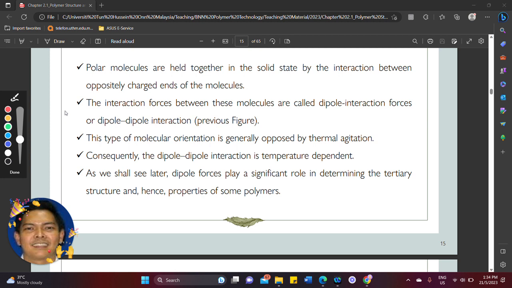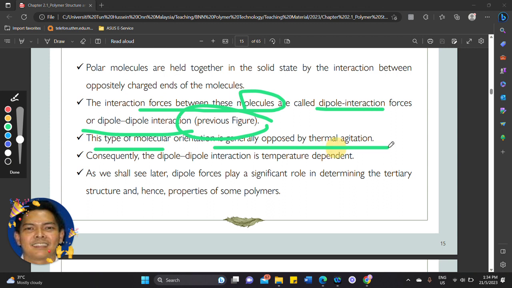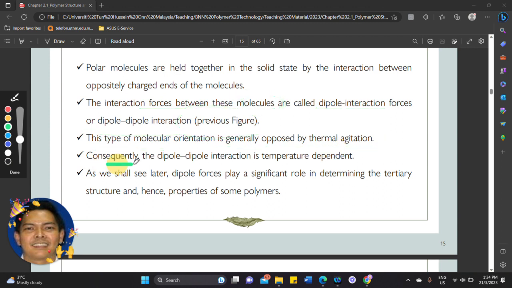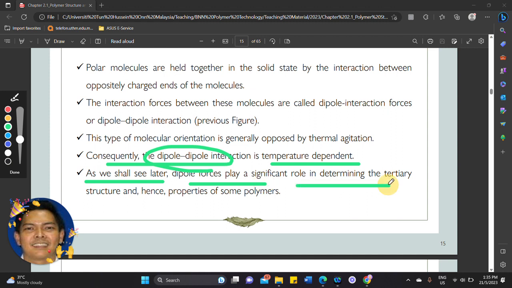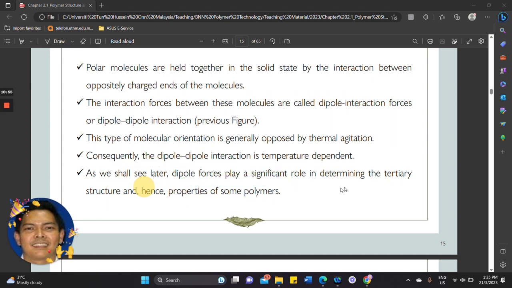Polar molecules are held together in the solid state by the interaction between the opposite charges of the molecules. The interaction forces between each molecule are called dipole interaction forces or dipole-dipole interaction, which is shown in the previous figure. This type of molecular orientation is generally opposed by thermal agitation. Consequently, the dipole-dipole interaction is temperature dependent. As we shall see later, dipole forces play a significant role in determining the tertiary structure and hence the properties of some polymers.